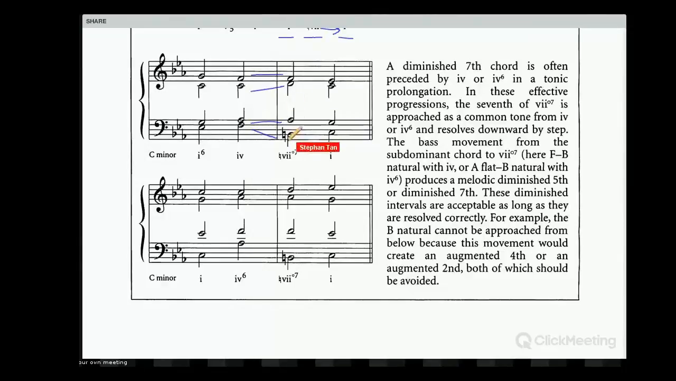So if you are leaping to the root of a 7/7 chord, to a root position diminished 7th chord, leap downwards to it. Don't leap upwards to it, because the natural progression for this 7th degree is to go up. So down then up, down then up. Avoid those possible augmented seconds or augmented fourths that could occur. Got to avoid those.